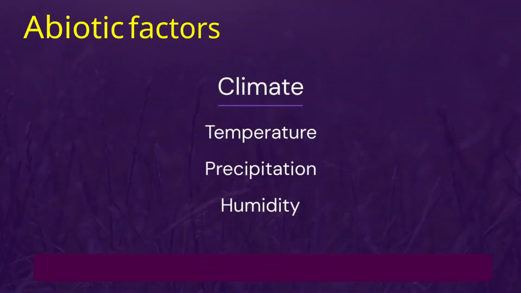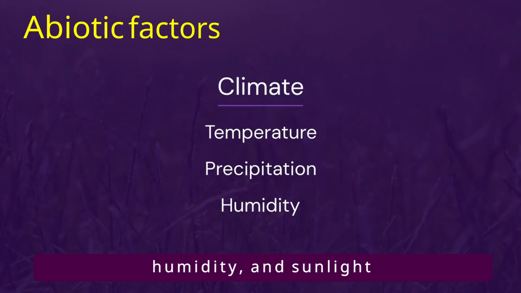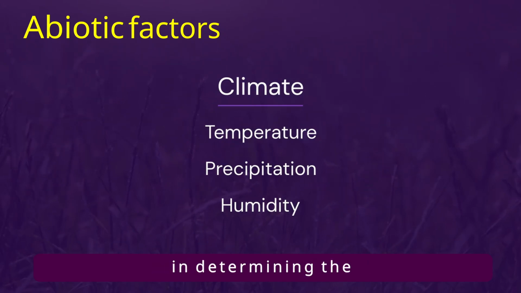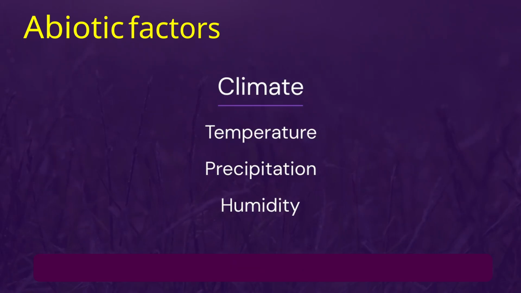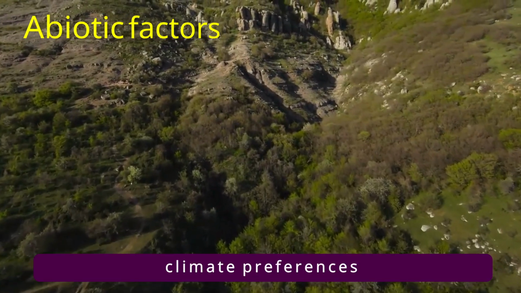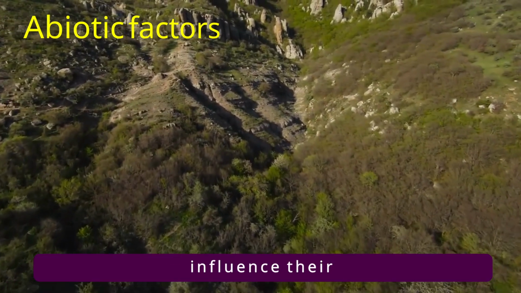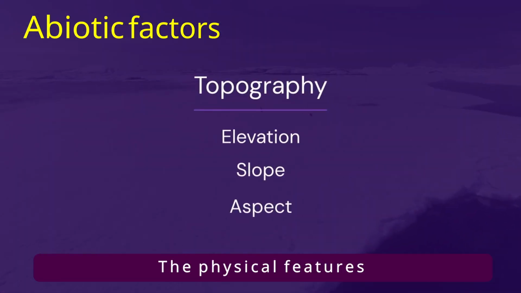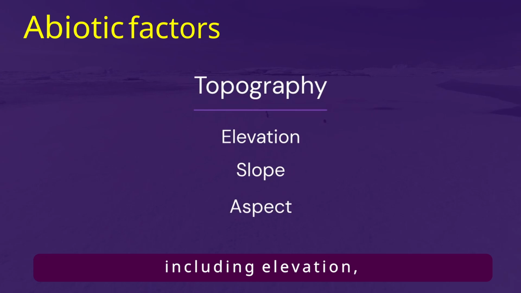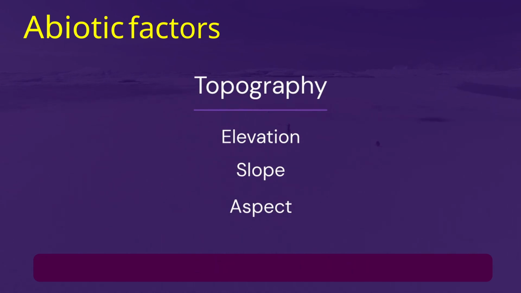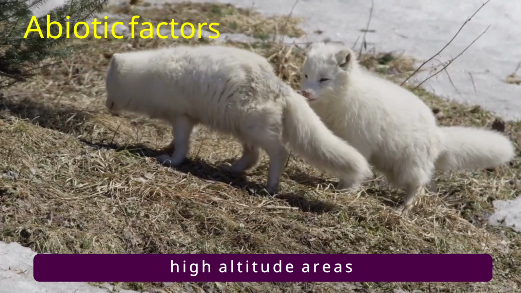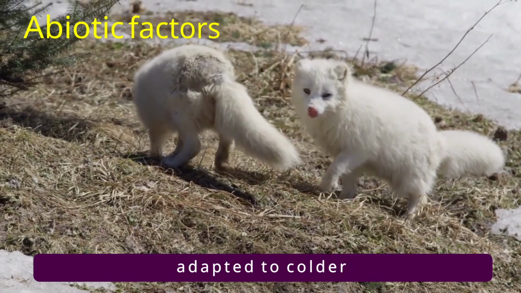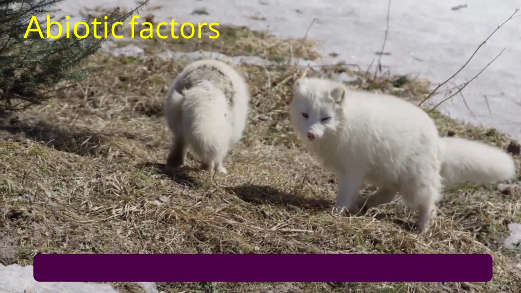Abiotic factors: climate. Factors such as temperature, precipitation, humidity, and sunlight play a crucial role in determining the distribution of organisms. Different species have specific climate preferences and tolerances that influence their geographic range. Topography. The physical features of the land, including elevation, slope, and aspect, affect the distribution of organisms. For example, high-altitude areas may support specialized species adapted to colder conditions.